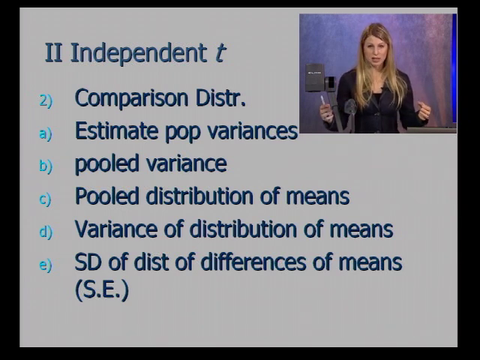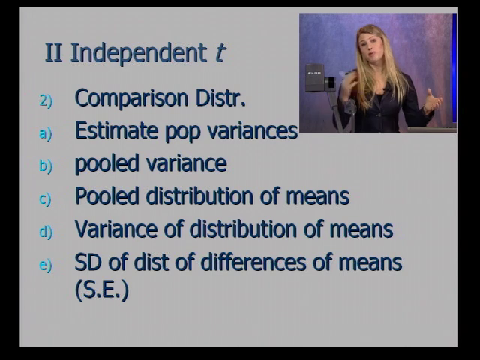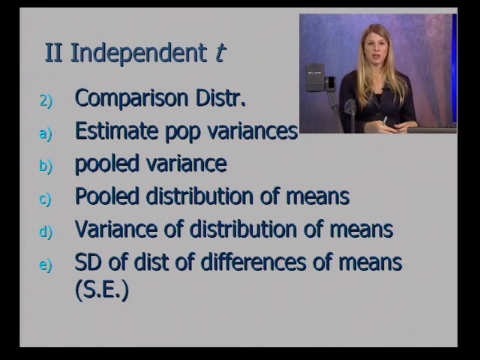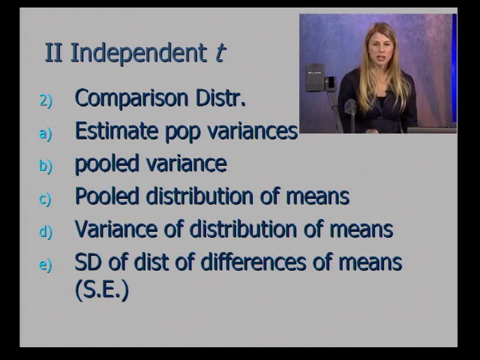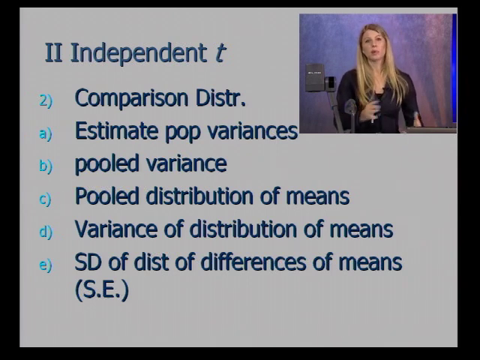distribution of means. Okay, so this is, remember when we divided by n, or if you take the standard error, you take the square root of the variance divided by n, because remember that variance of the means changes based on sample size. And then once you have that, the variance of the distribution of means, and you've pooled that, then you just take the square root of that. You get the standard deviation of the differences of the means, or standard error.